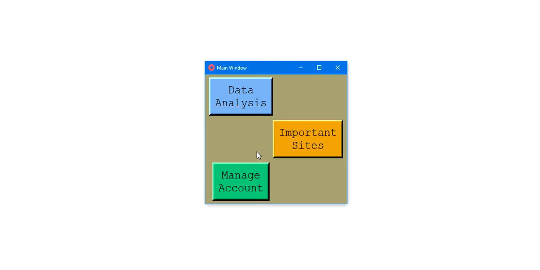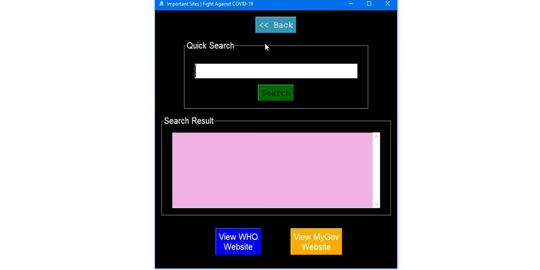So let me go back. Here's the important sites window. So here is the entry box which is named quick search. You can search anything in the entry box. If it is a valid search, it will show the result in this search result section. Otherwise, if it is an invalid search, it will show that the page is not found. So let me search about the symptoms of COVID-19.